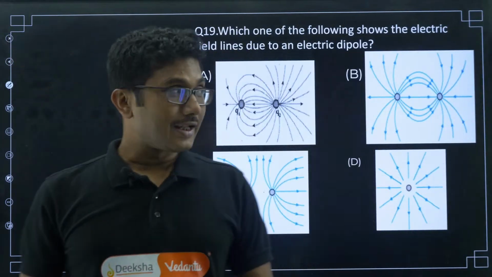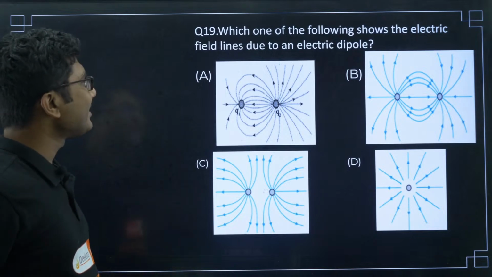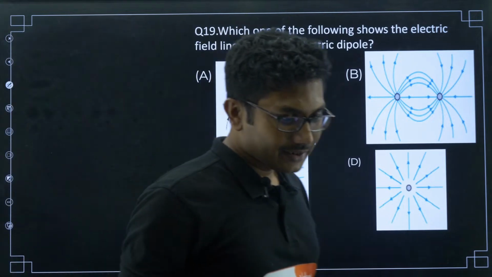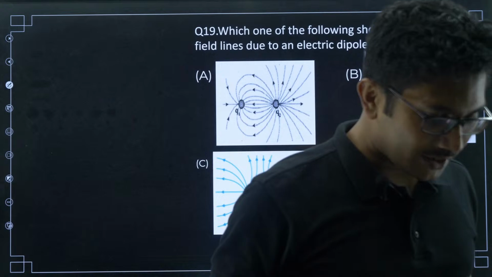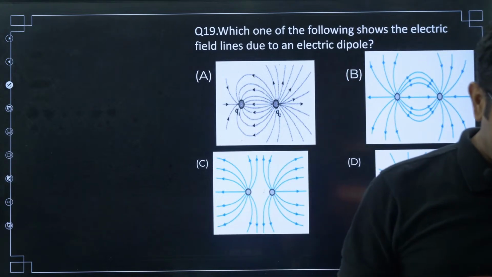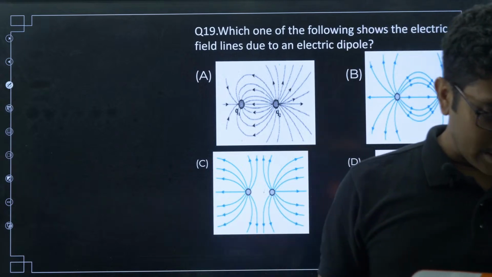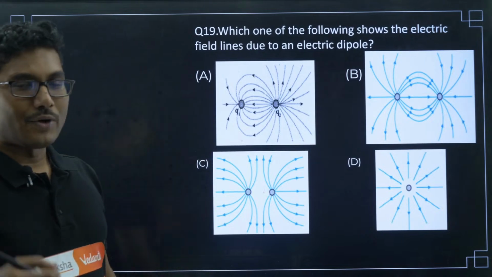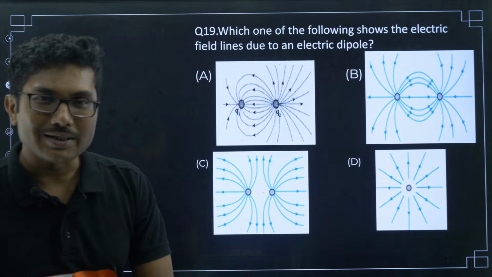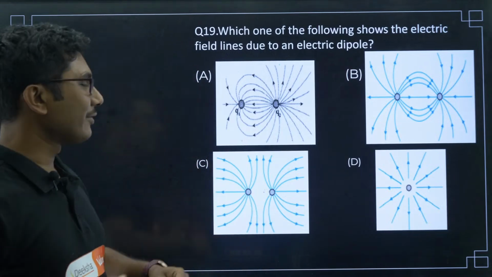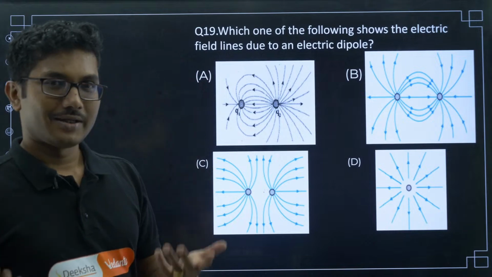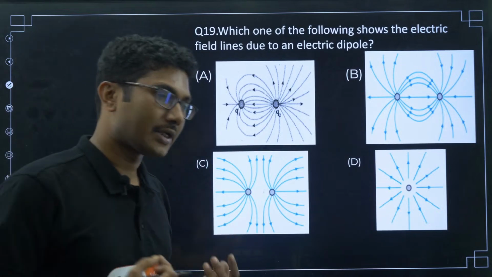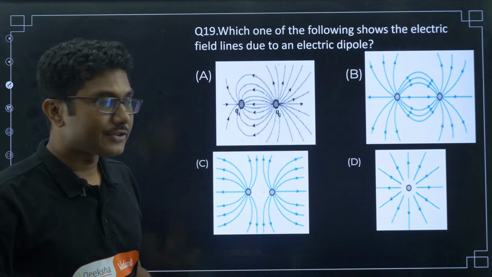This is a slightly tricky question, but again an easy question. Which of the following shows the electric field lines due to an electric dipole? When you are answering, answer with the question number, like others are doing, Krishna, Pratima, Shankar. By the time you answer, I have already moved to question number 19, so I will not know which one you are answering. I will say okay, question number 19 option C, which is incorrect. So do not answer just option A, B, C. Answer with the question number, that will help me identify which question you have answered.